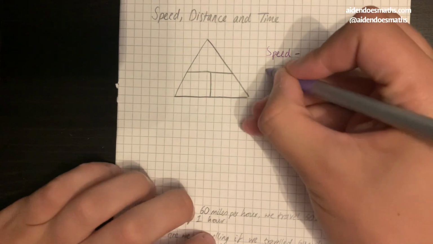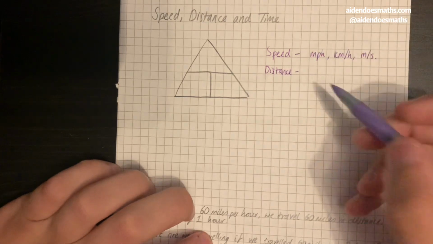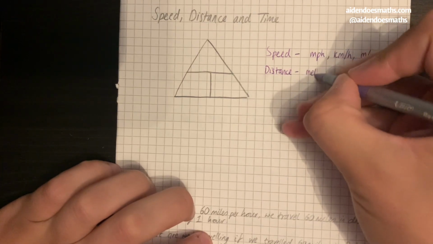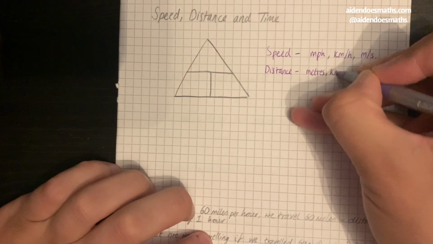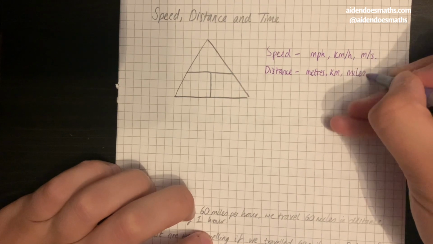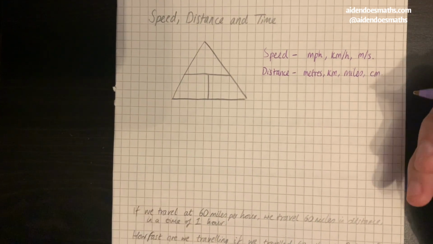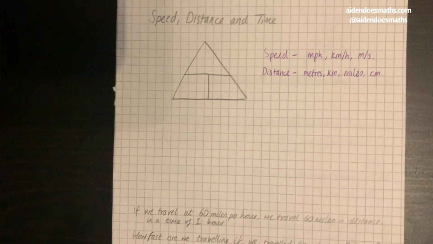When we think about distance, have a think of some of the units you might use. We can see some in here. We've got meters, kilometers, and miles as well. We could do things like centimeters if we really wanted to. If we were measuring a small insect, we might measure distance in centimeters.